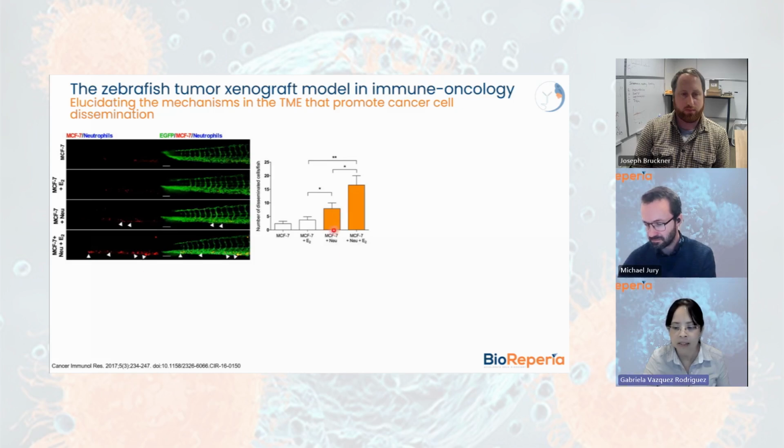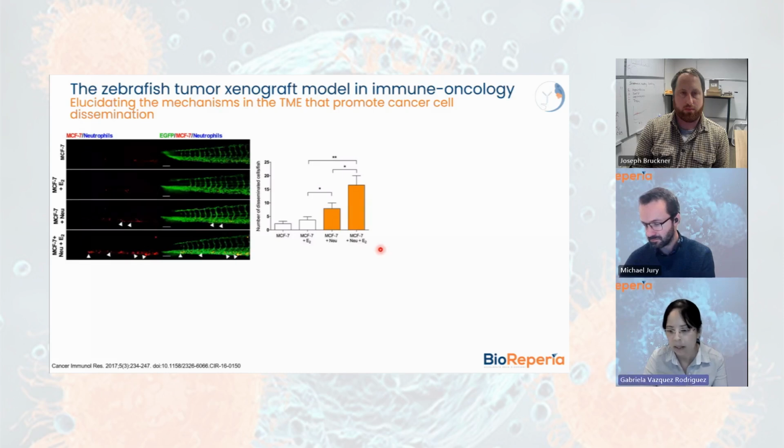Our findings indicate that while estradiol alone did not affect breast cancer cell metastasis, it is affected when the neutrophils are co-implanted with the tumor cells. The neutrophils significantly increase the dissemination of the low metastatic tumor cells, and this effect was further amplified when estradiol was present.